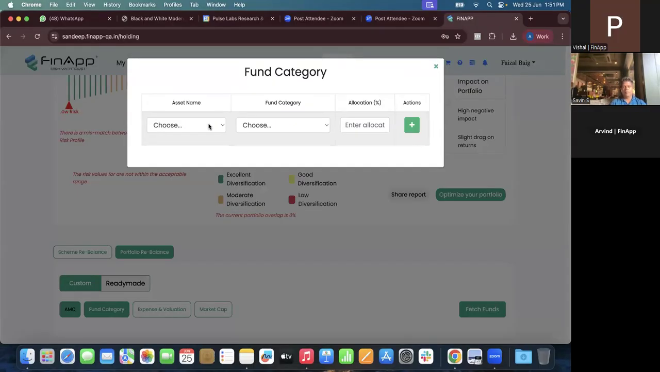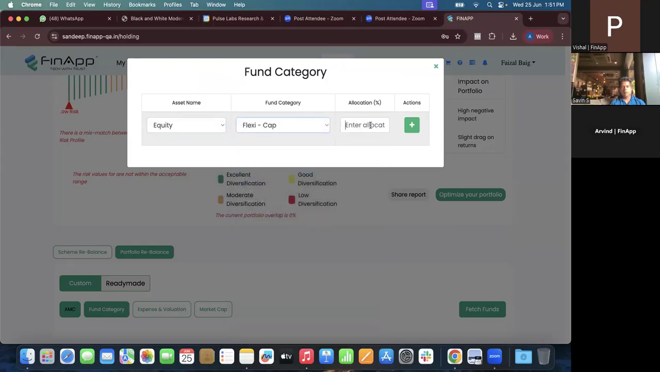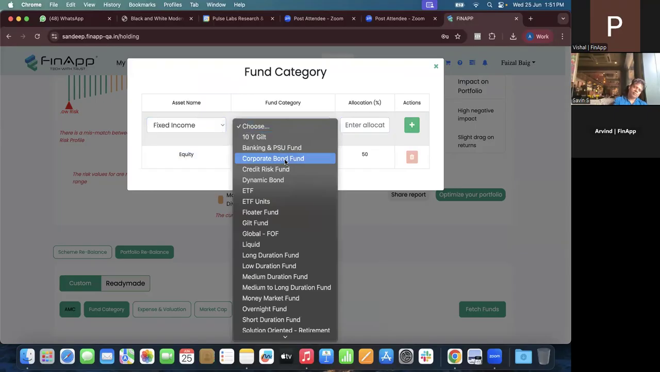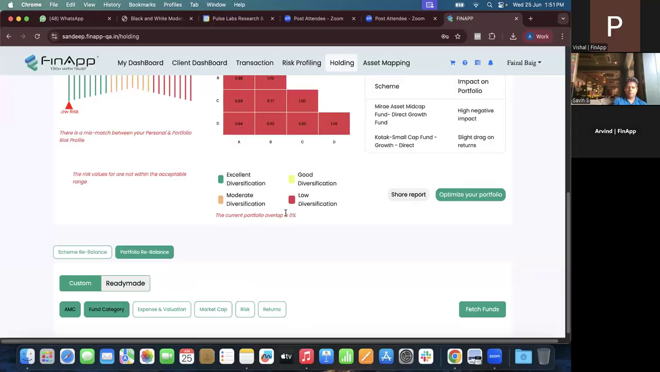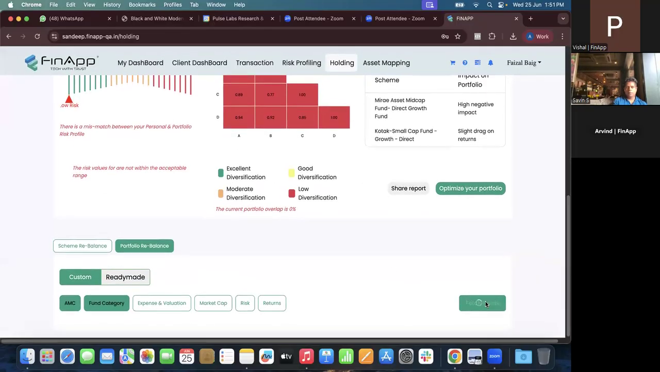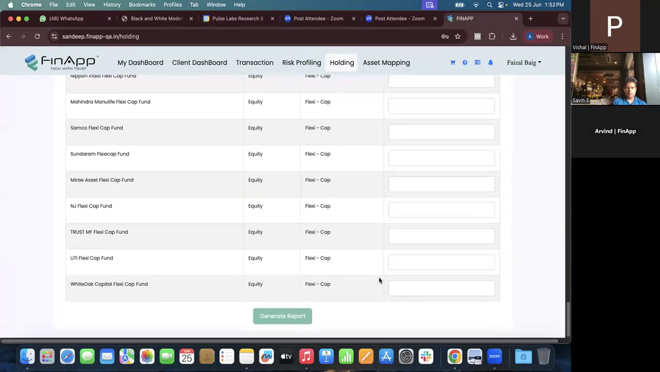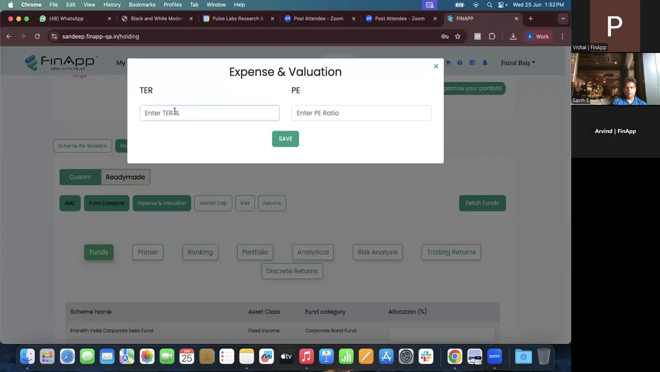So let us put it this way, that your model portfolio right now says that I would like to have 50% allocation in equity, and it could be anything. I'm just doing a very simple thing for myself. Let's say 50-50 allocation to equity and debt, right? I will fetch funds. I will get a whole list of corporate debt and flexi cap funds, but that's a very long list. Let me do some filtering.